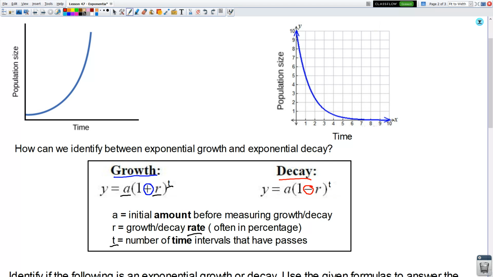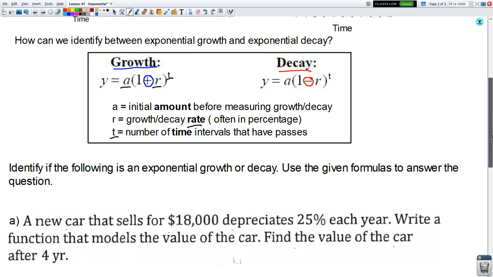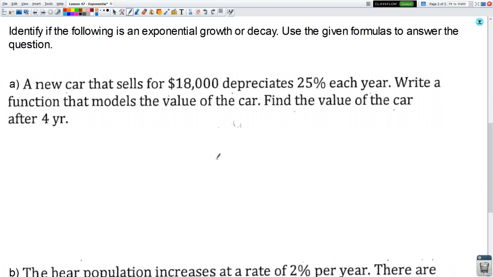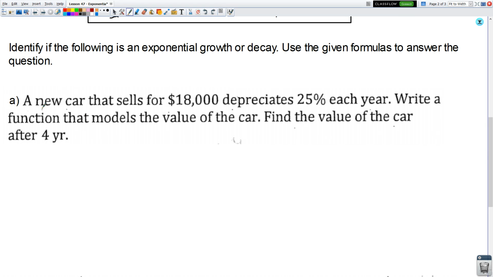Let's actually see how we can interpret a real world example when it comes to exponential growth and exponential decay. And for that, we're going to look at example A. The direction says, identify if it's an exponential growth or an exponential decay, and use the given formulas to answer the question. Well, let's read the scenario here. It says a new car that sells for 18,000. I'm just going to highlight this because it's important. Now, it says here that it depreciates at 25% each year. Now it's asking us to write a function that models the value of the car and find the value of the car after 4 years.